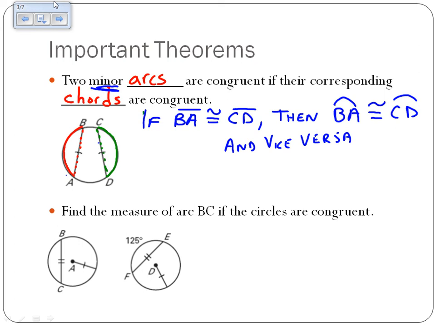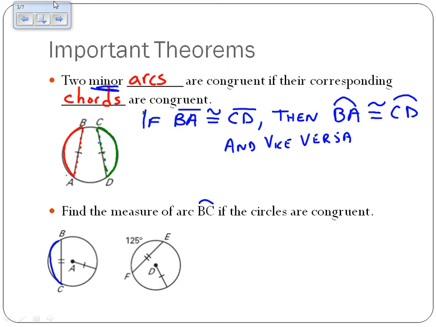So the next thing says find the measure of arc BC. You'll notice I cannot do the little arc on PowerPoint, so I apologize for that. But arc BC, if the circles are congruent, so notice the circles have to be the same size, otherwise this won't work anymore. I would rather have it written like that instead of written out, but I just can't do it. So find the measure of arc BC.